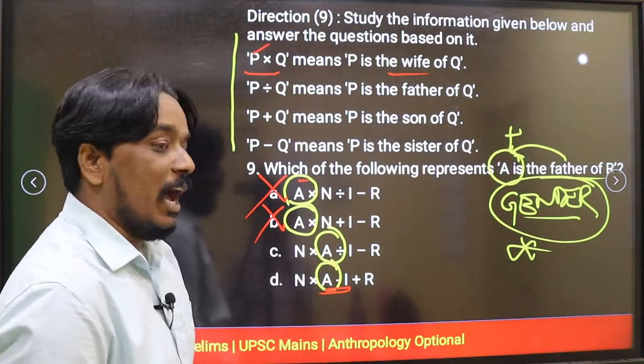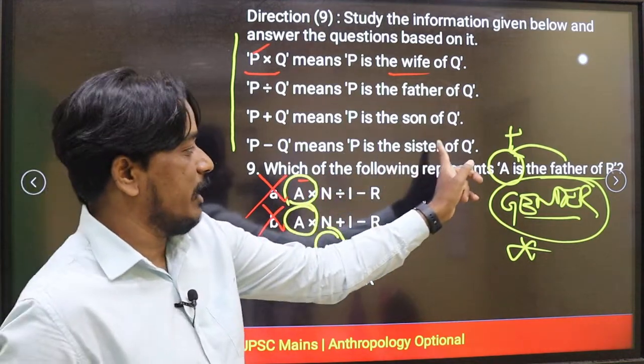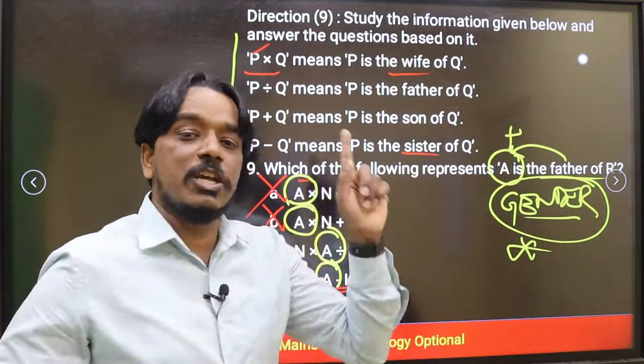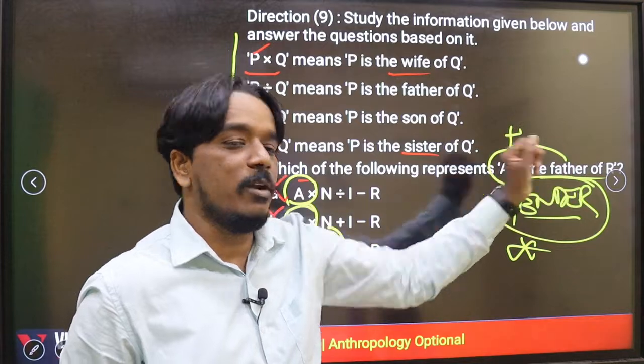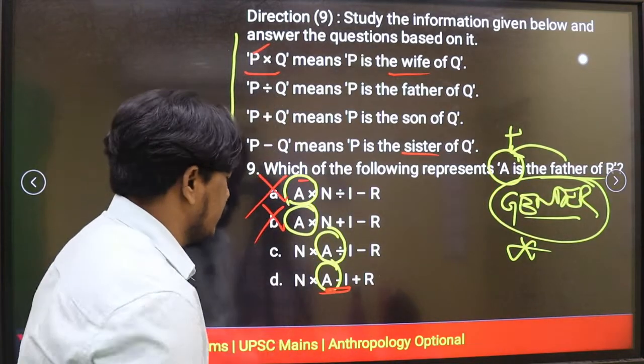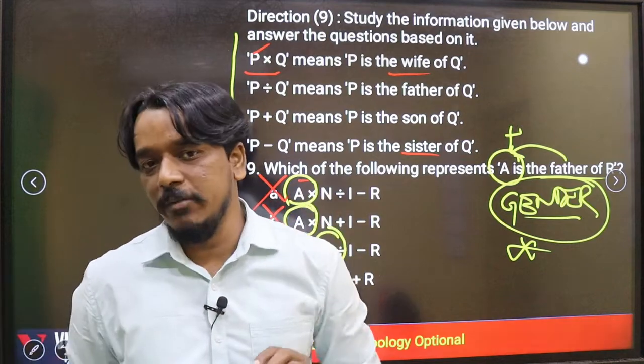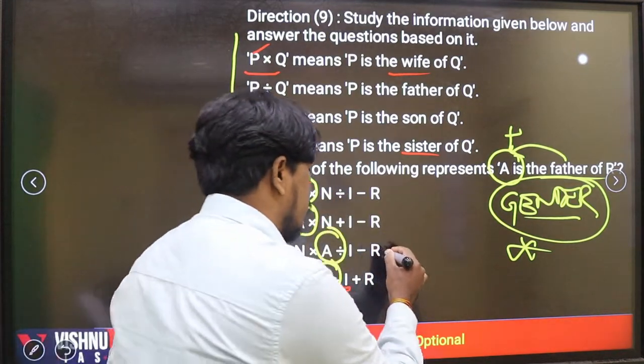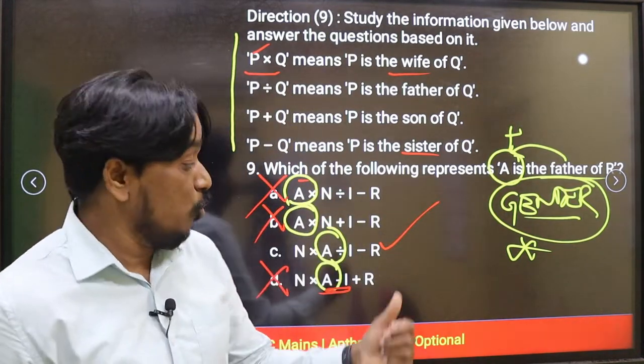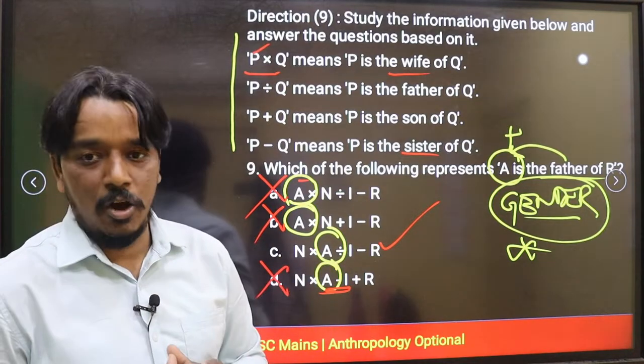A minus I. What is the minus symbol according to this? Sister. Sister means female again. What we required is male, A should be male, but here we are getting female, so again eliminated. If all three options are eliminated, we are left with only one option, that is the right answer directly, and there is no need to verify whether you are getting the right or wrong answer.